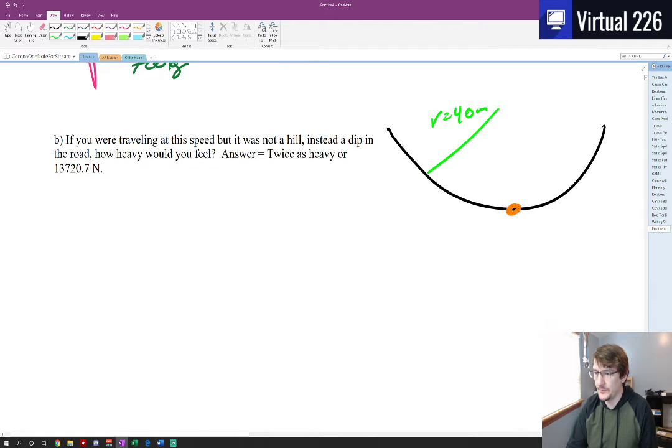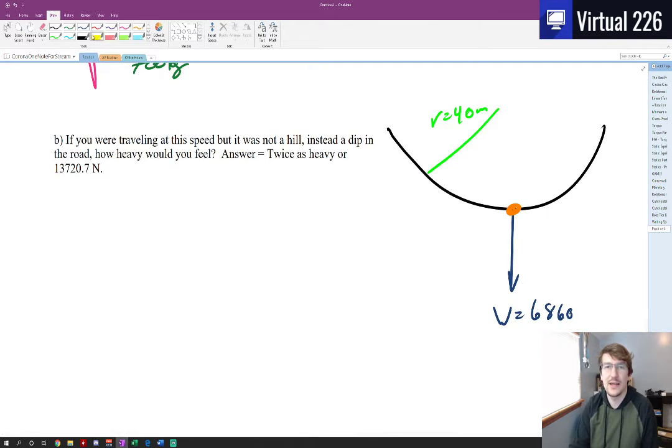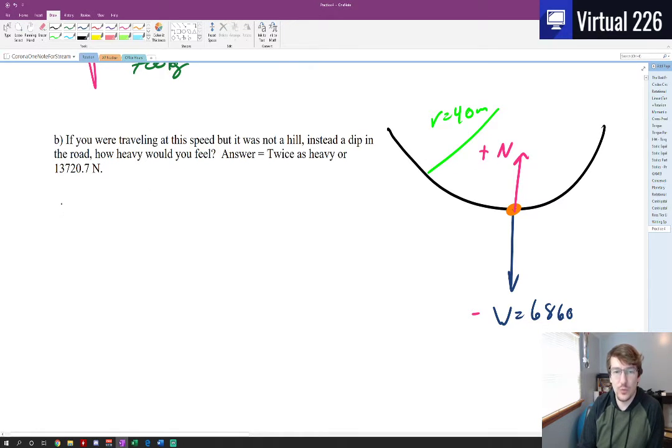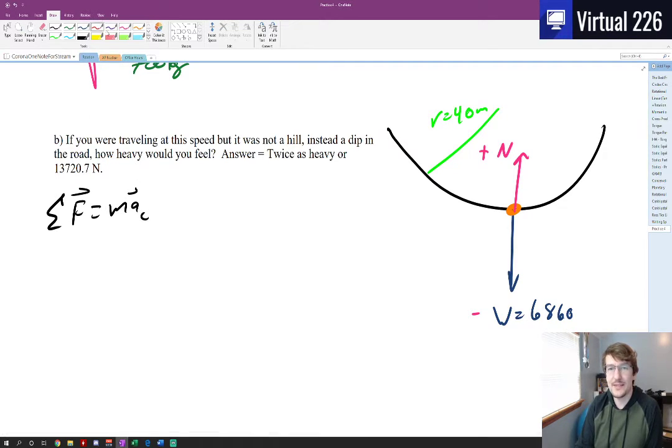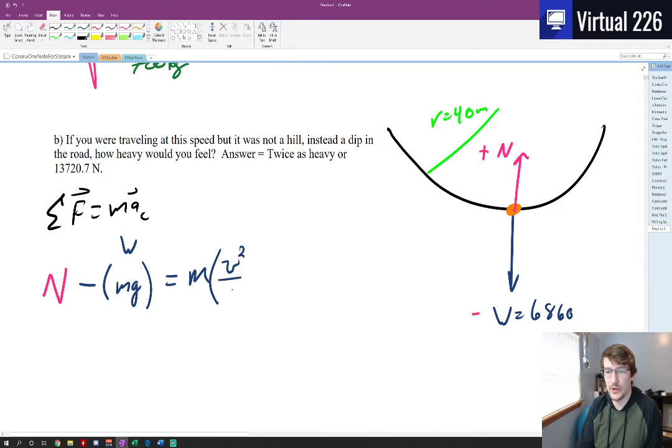But this time with our car, our weight is on the outside. That's our 6860. And the normal force is acting upwards or into the circle. So that's a positive, that's a negative. If we go ahead and write this out, this is once again the sum of the forces equals a centripetal acceleration. What we're going to have this time is that the normal force minus the weight, and we know weight is mg, right? So this is just the weight, that's mg. This has to equal the mass times the centripetal acceleration, v squared over r.